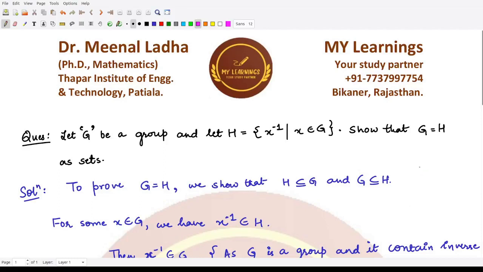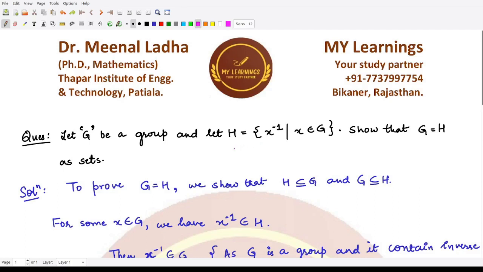In this video, you are given G as some group and H to be the set which consists of all the inverses of the elements of this group. Suppose you take an element X from G, then its inverse would be present in H, right? So you need to show that this group G and this set H are equal to each other. So let's prove this.